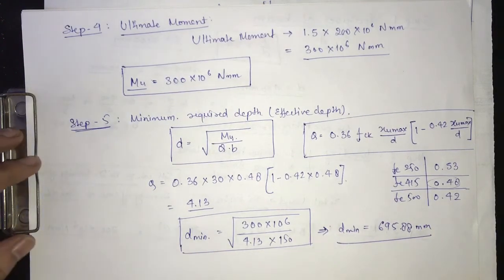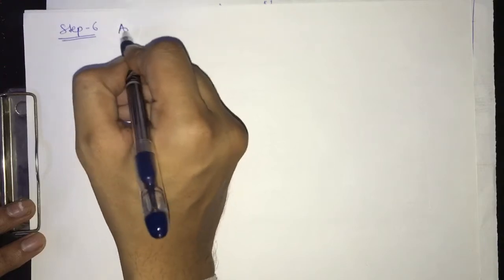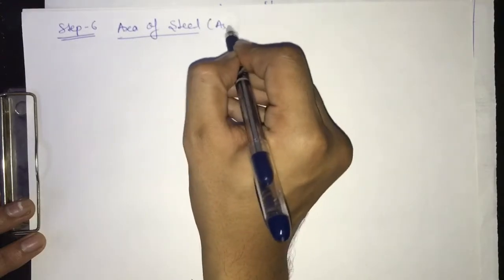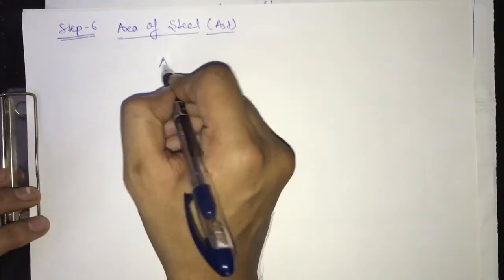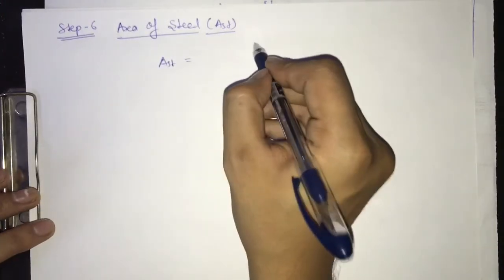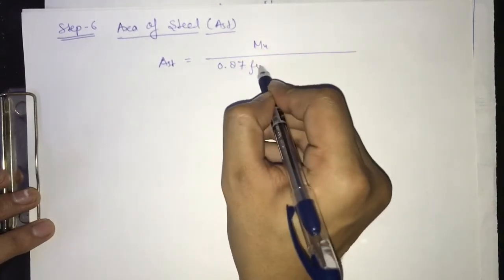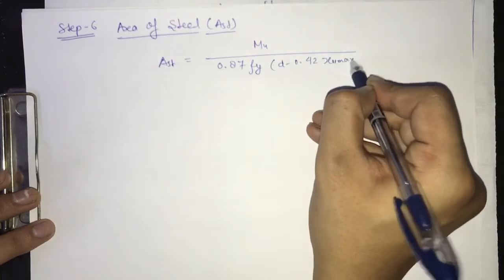So let's go to the next step, which is step number 6, and it is for the area of steel, Ast. Here we have the formula for determining Ast. It is Ast is equal to Mu upon 0.87 fy (d minus 0.42 xu max).